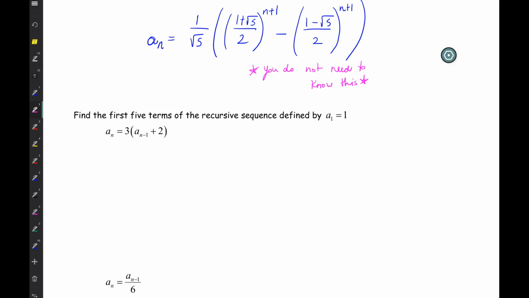Okay, let's see how we would use this. Find the first 5 terms of the recursive sequence defined by A1 equals 1. That means the first term has a value of 1. So we know the first term.